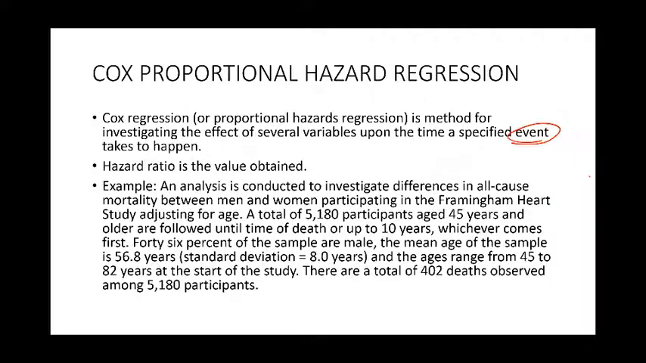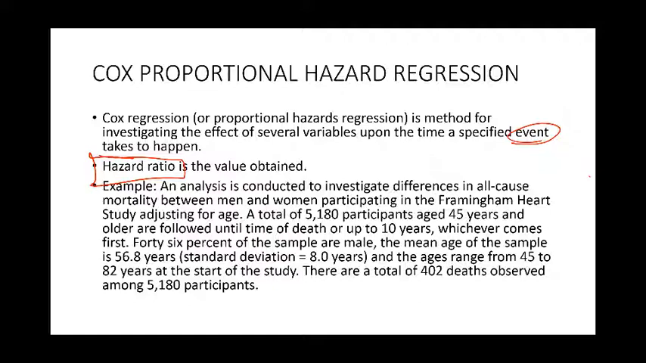So there is a complicated mathematical equation for this, which is computed. The important thing is hazard ratio. This is the value that is finally obtained. So I'll explain with an example. An analysis is conducted to investigate differences in all-cause mortality between men and women participating in the Framingham Heart Study, adjusting for age. So there were total 5,180 participants who were aged more than 45 years, and they were followed up for a period of 10 years, or death, whichever comes earlier.